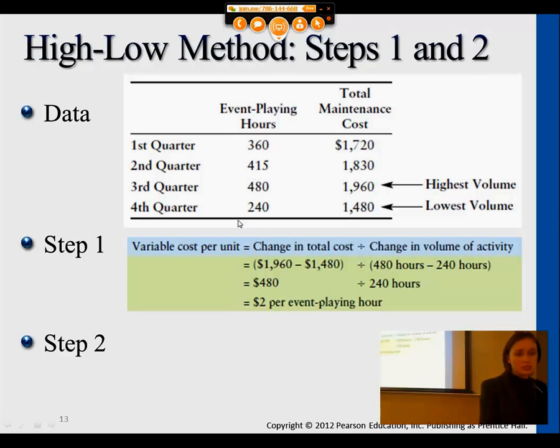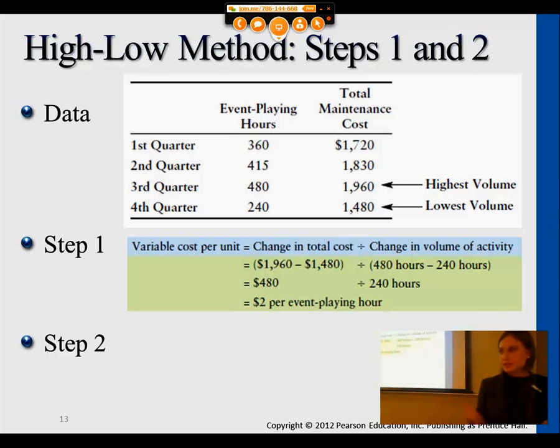And then we're going to do the exact same thing for our hours. So we're going to take 480 and we'll subtract 240. So what did we get? We got $480 divided by 240 hours. So my change between my highest level of activity and the lowest level of activity is expressed in dollars and hours, and I divide them. So I get that my variable cost per unit is $2 per event plane hour.